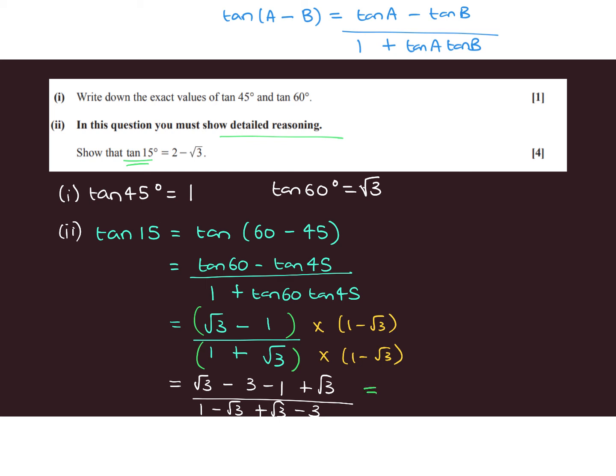So my numerator is going to give me 2 root 3 minus 4. And my denominator, well, my central terms obviously cancel out, and I'm left with 1 minus 3, which is negative 2. And of course, you can now see that dividing both terms in the numerator by negative 2 will give us the 2 minus root 3 that we were required to get to at the end.